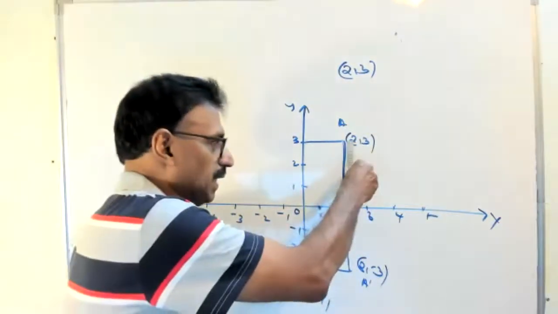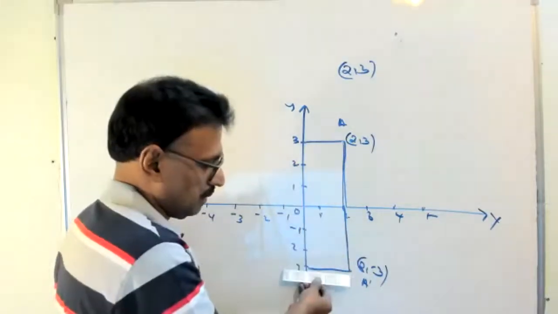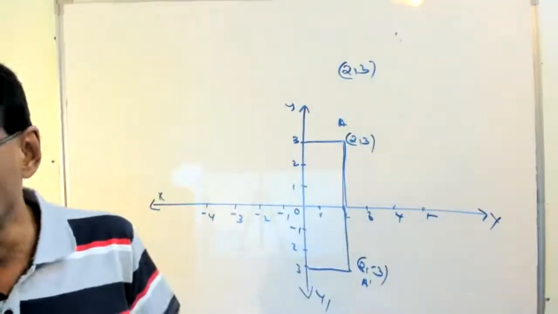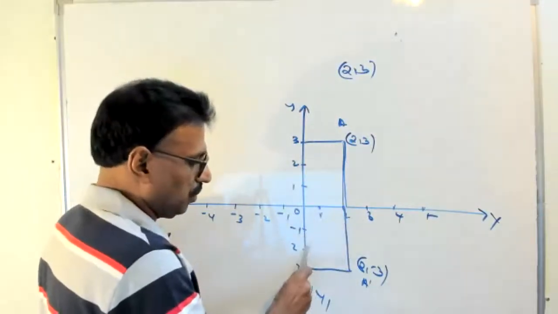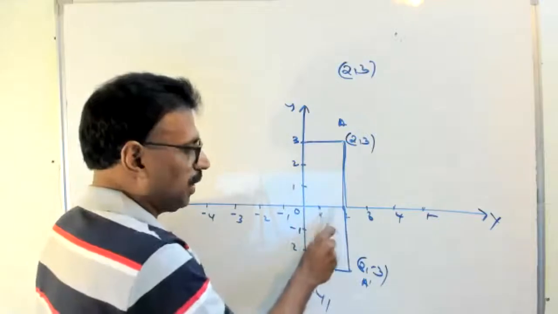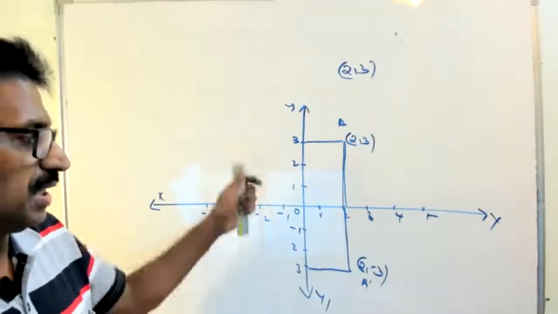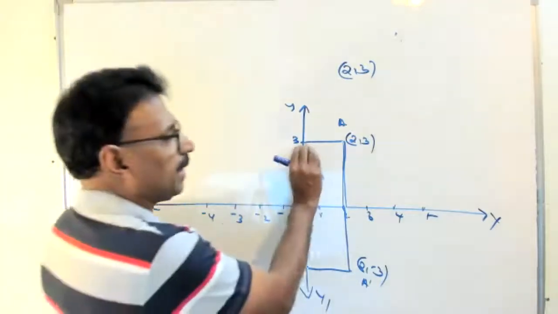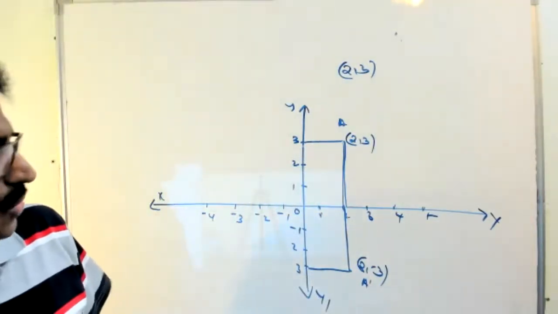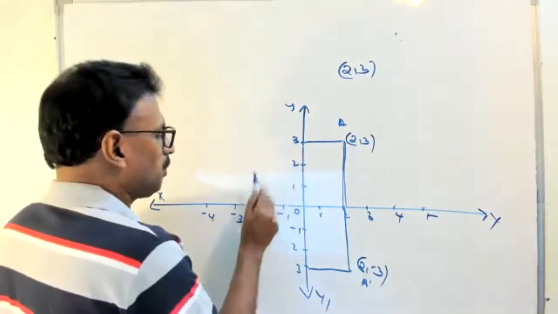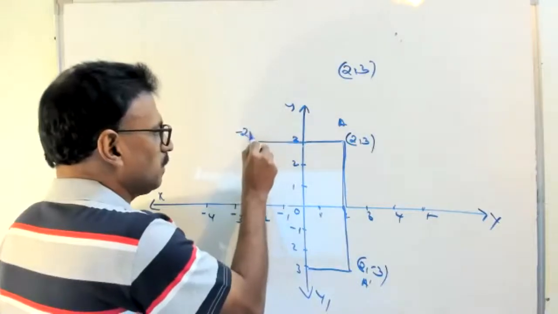The mirror image of 2, 3: how much is this distance here? Exactly the same, and the same distance here. Is it clear? Look here, 1, 2, 3, and 1, 2, 3 here. That's the mirror image with respect to the x-axis. Now with respect to the y-axis, how far is the point from the y-axis? Sir, 2. So here also 2. 1, 2 here. That means here -2, 3.